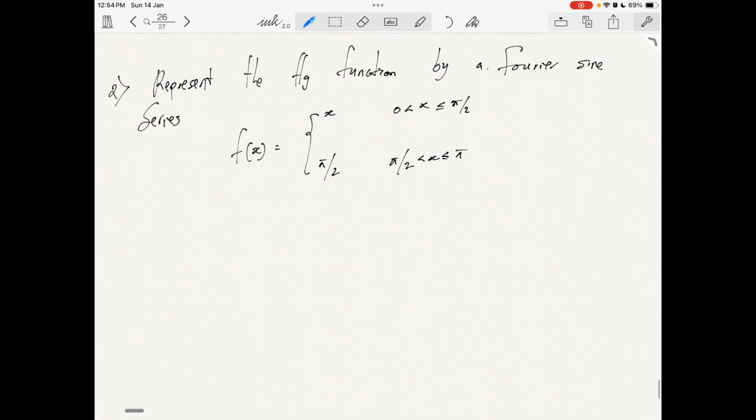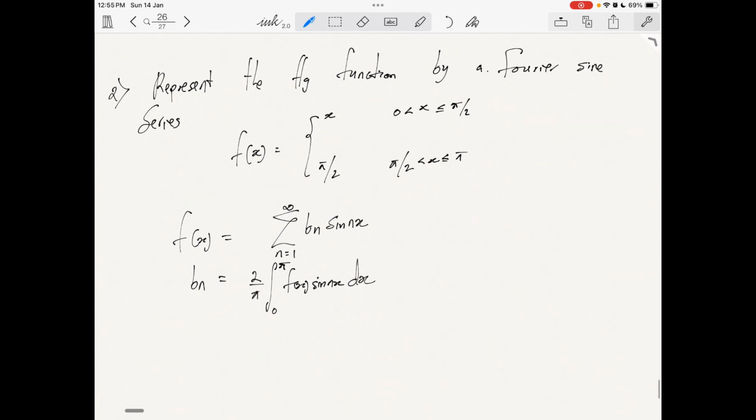In our previous video, we solved an example on Fourier sine series. Now this is another example, and we recall that in Fourier sine series, our f of x is equal to the summation from n equals 1 to infinity of bn sine nx, and our bn can be evaluated as 2 over pi integral of 0 to pi of f of x sine nx dx.